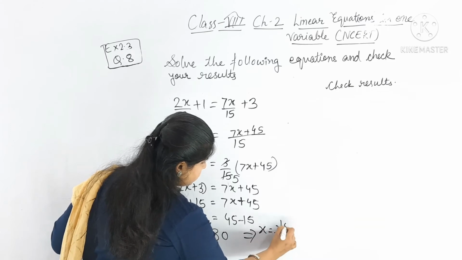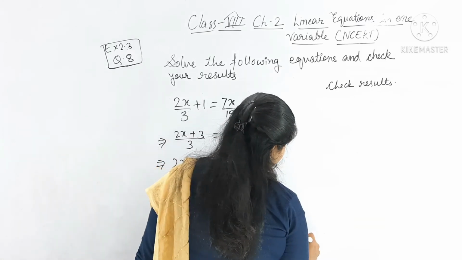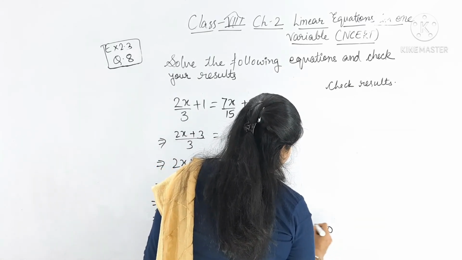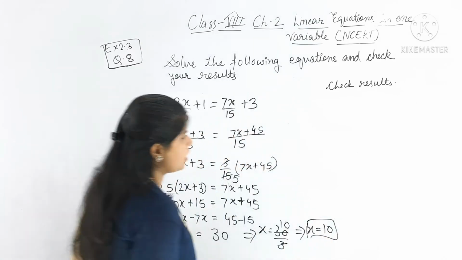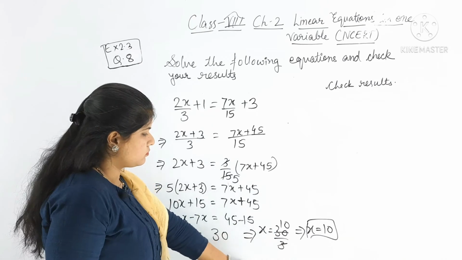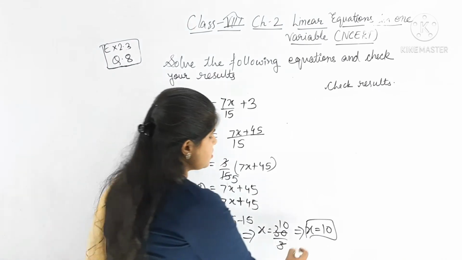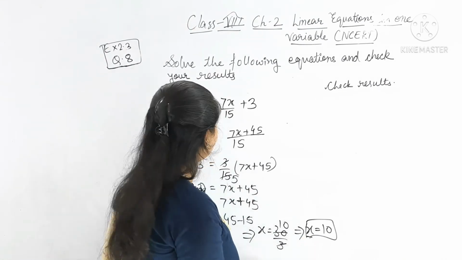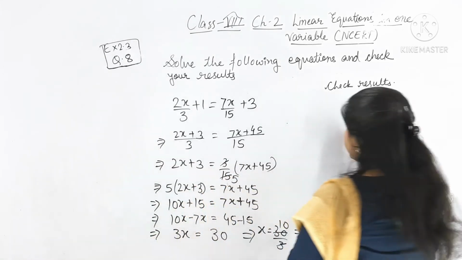3 ones are 3, 3 tens are 30, so x equal to 10 I am getting. Okay, so this is the answer, x equal to 10. So this is your answer. Okay, x equal to 10. So let's check this result.